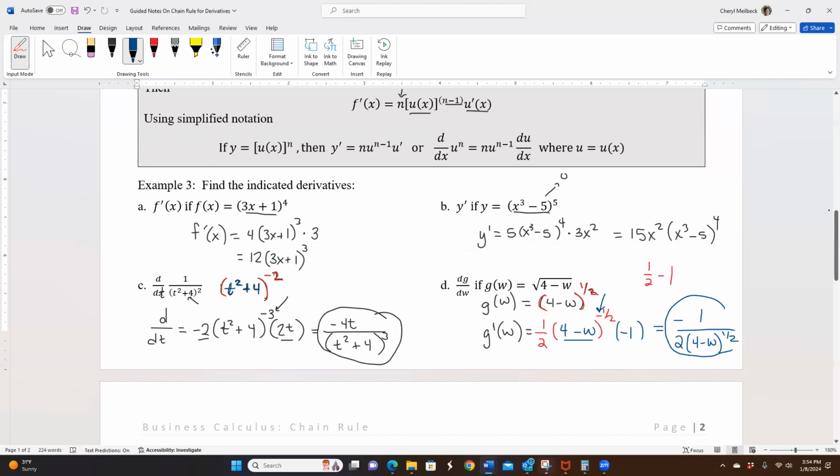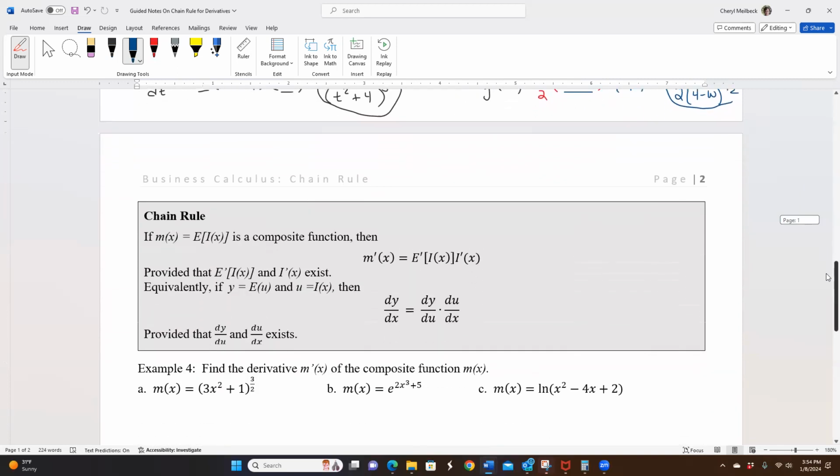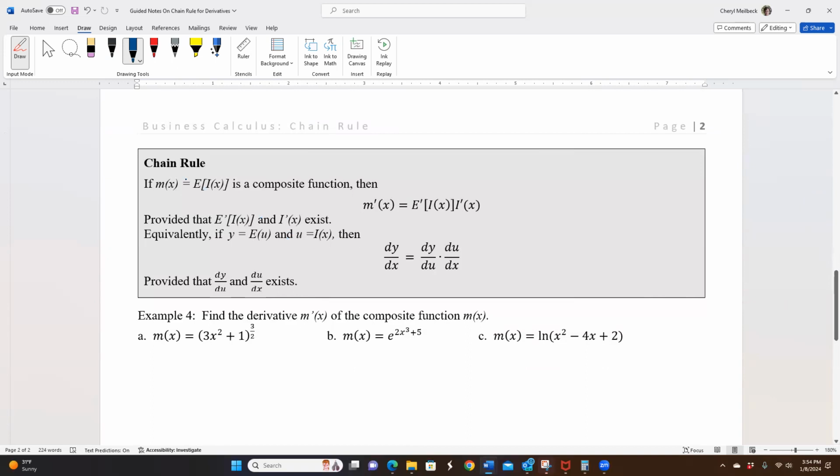Let's continue here with a couple more problems. So here's our general chain rule. If your function m is a composite function, then the derivative is the derivative of the outside times the derivative of the inside, provided that the derivative of the outside and the derivative of the inside exist. Another way to write that is to say that dy dx will equal dy du times du dx, provided that they exist. That's just another way that they like to write derivatives.